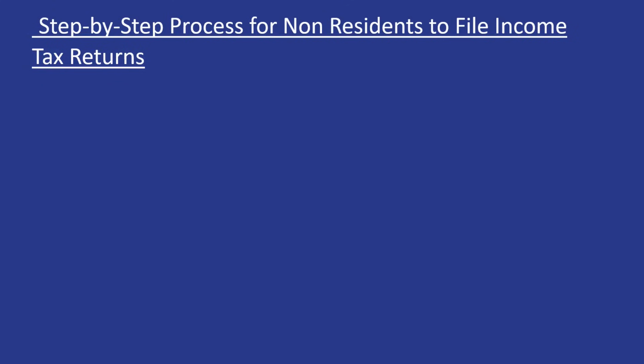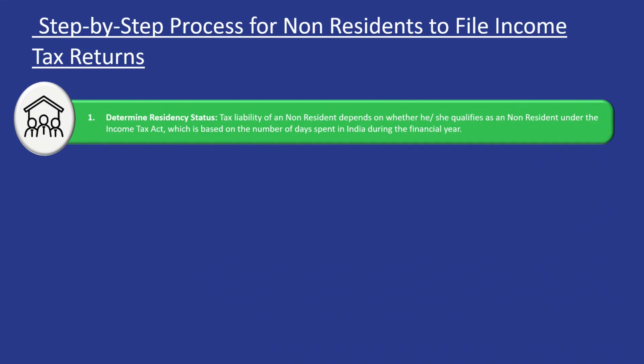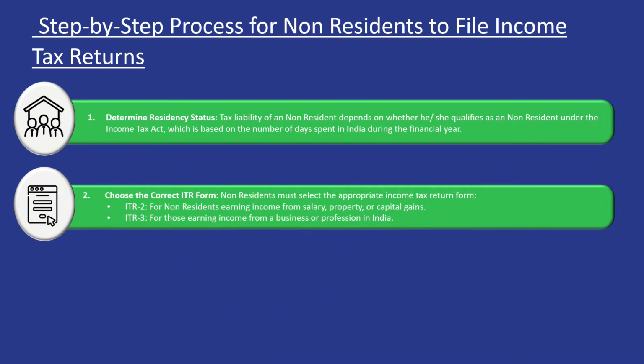Let us now see step by step how we file the income tax return for a non-resident. First of all, it is important to determine the residency status. The residency status depends upon whether the person qualifies as a non-resident under the Income Tax Act based upon the number of days spent in India during the financial year. After having established the residency status, the non-resident is required to choose the correct income tax return form. ITR 2 shall be applicable to those non-residents who are earning income from salary, property, capital gains or other sources. However, for those earning income from business or profession in India, only ITR 3 shall be applicable.